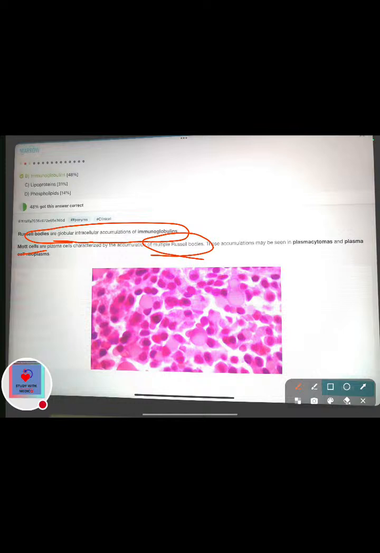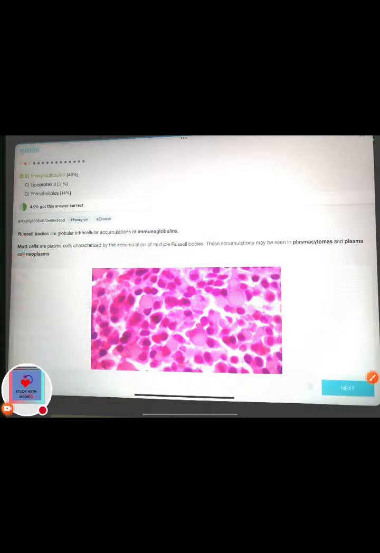Russell bodies are globular intracellular accumulations of immunoglobulins, and if there are multiple Russell bodies in the plasma cells, that is called Mott cells. These accumulations can be seen in plasmacytomas and plasma cell neoplasms.